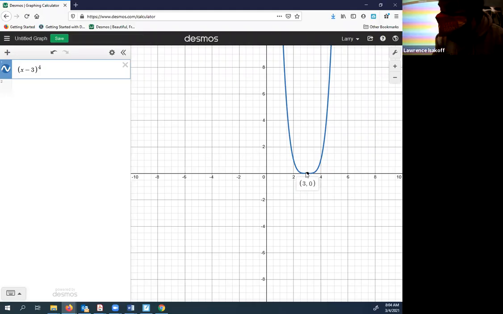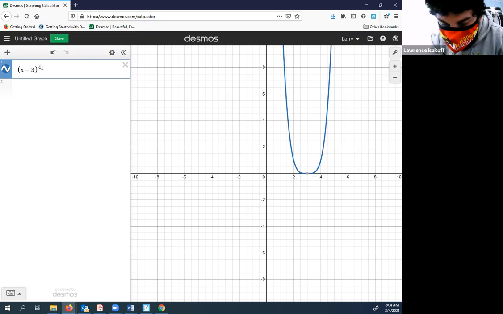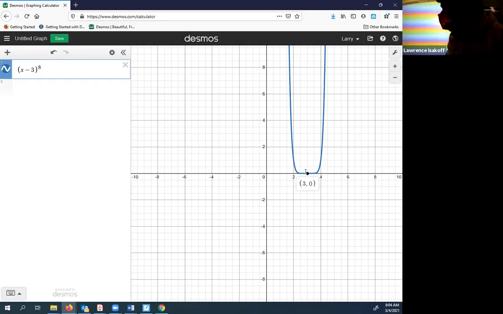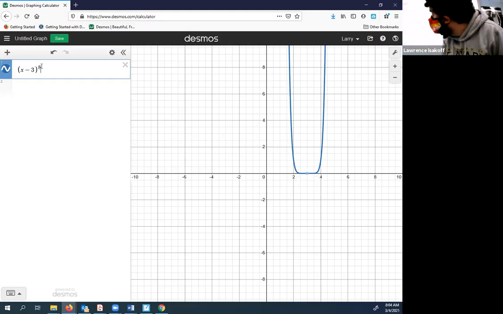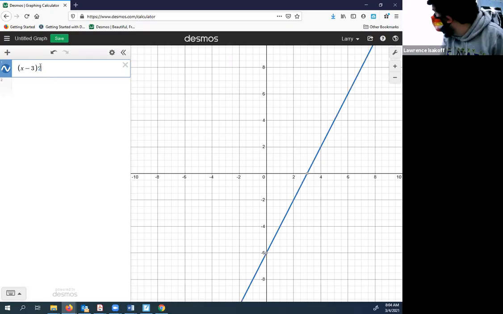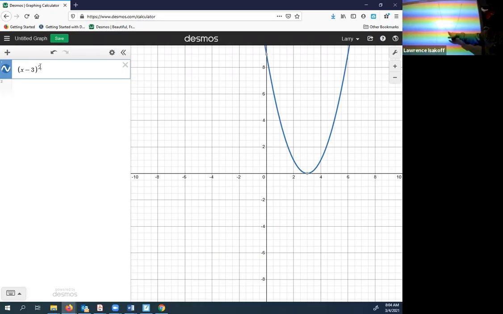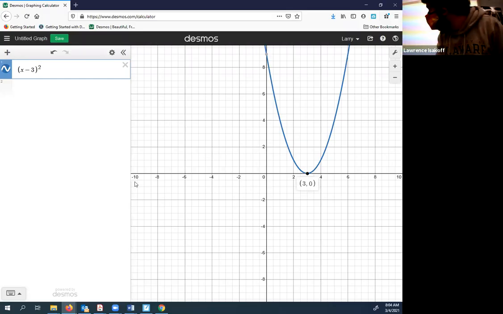I could change that 4 to any even number. I could change that to an 8. And notice it's still doing the same thing. Now it gets kind of more spread out, kind of approaching that minimum there. But if I made it squared, again, we see that parabola come down and just touch at this point.